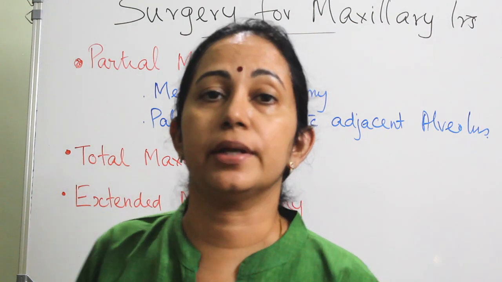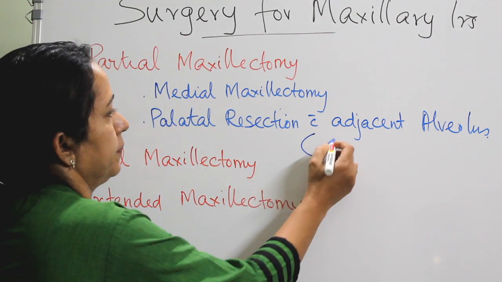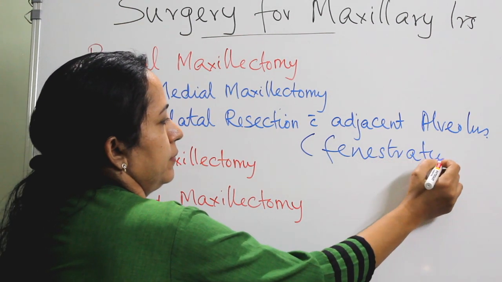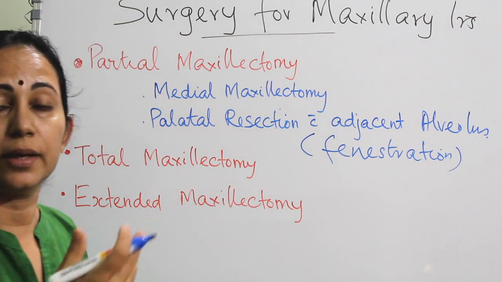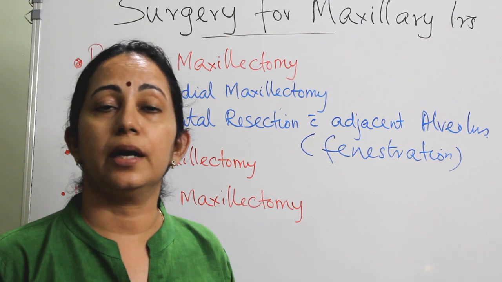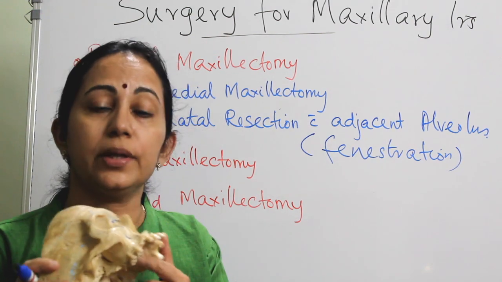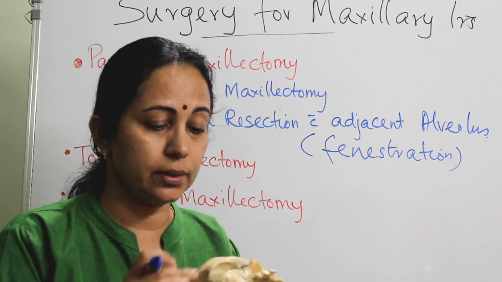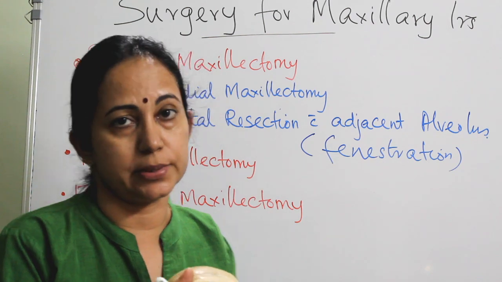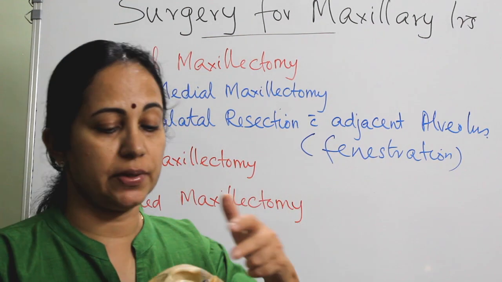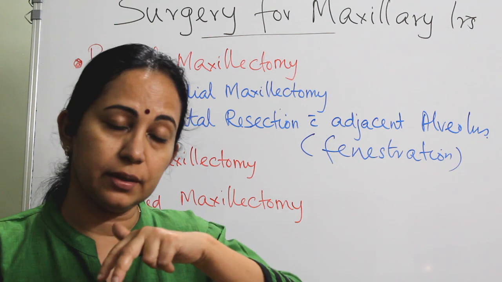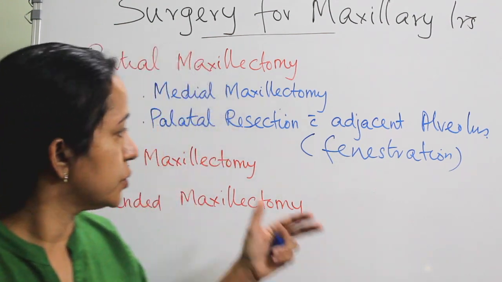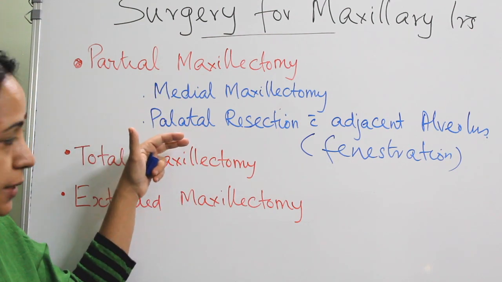It was earlier called a fenestration operation. And actually it was termed for making a hole in the palate for putting radium implants into the maxillary antrum for tumors. Nowadays, in most cases, after putting the fenestra, it is closed with the palatal flaps. Okay, so that is partial maxillectomy.